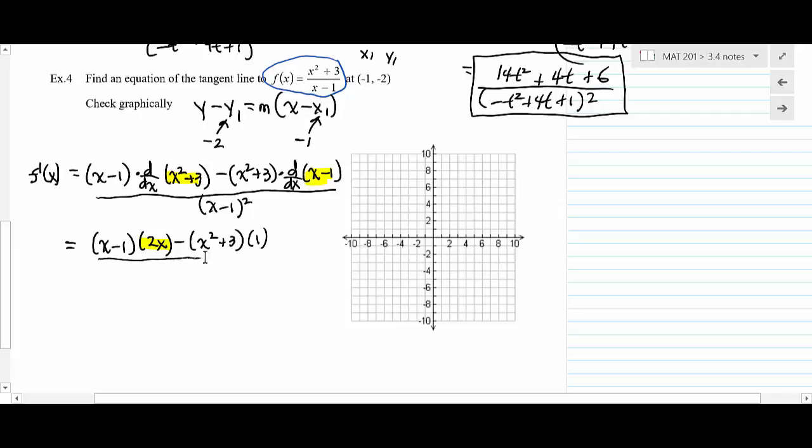And then I'm going to have all over x minus 1 to the second like that. So that's not too bad. Usually it's when you've got negative exponents and radicals that it gets a little challenging for students.